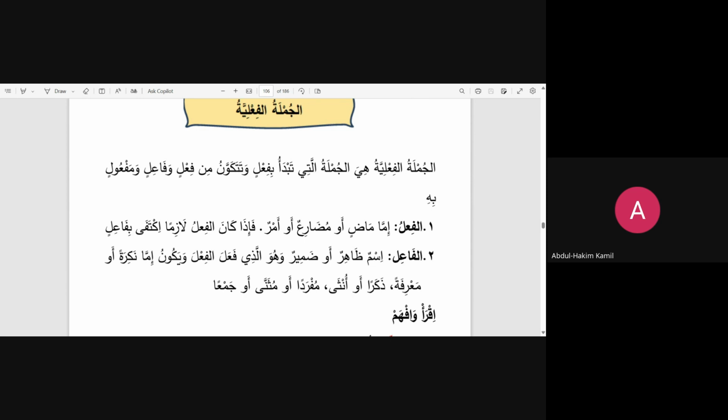That's it. So, listen, this is going to be very key when you're reading. If you see a sentence starts with a verb, you're going to be able to dissect it. You know what's coming. You know what it needs. We're not going to talk about the jumla al-ismiya. If a sentence starts with a verb, then it has to have certain components. There's no other choice to it. That's it.